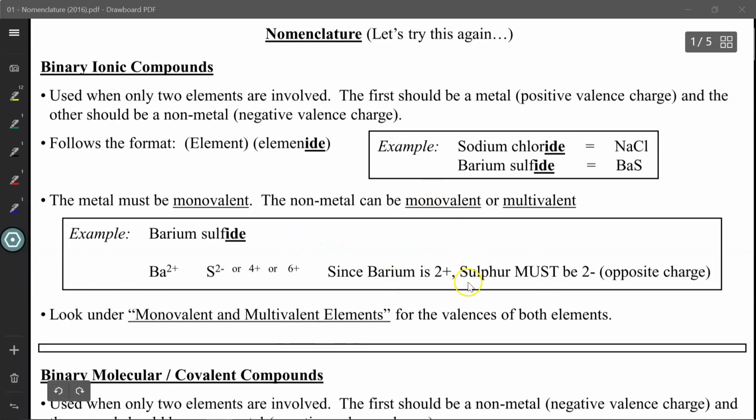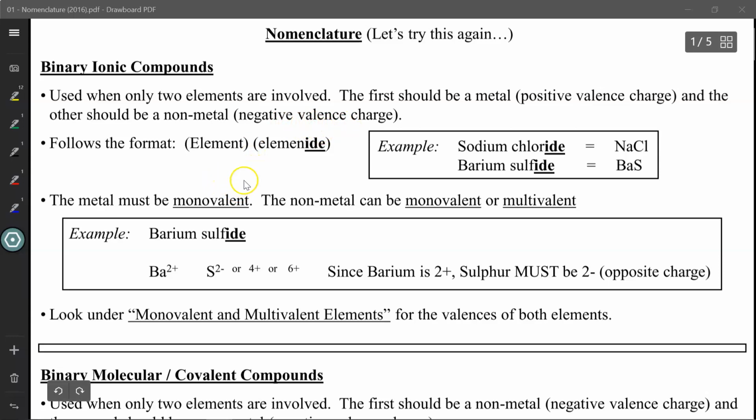Alright, now that you know why we have so many different naming systems, let's learn about them. The first naming system is for binary ionic compounds. So only use this naming system when there are two elements involved. That's why the word binary is there. If you see more than two elements, don't use this naming system. It'd be inappropriate and confusing to the reader. Next up, it must be an ionic compound. So typically the first element should be a metal, the one with a positive valence charge, while the other one should be a non-metal, so it'll have a negative valence charge.